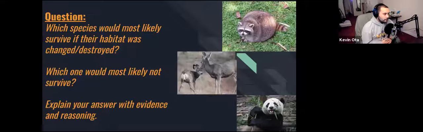Now, when you look at these three examples, I want you guys to think. Which species would most likely survive if their habitat was changed or destroyed? Which one would most likely not survive? Make sure you guys explain your answer with evidence and reasoning.